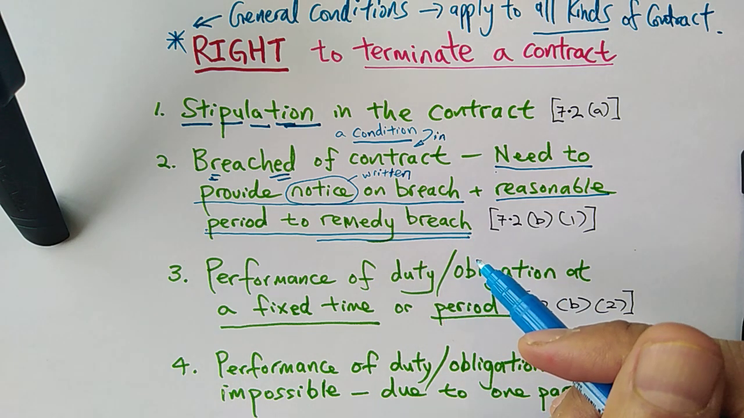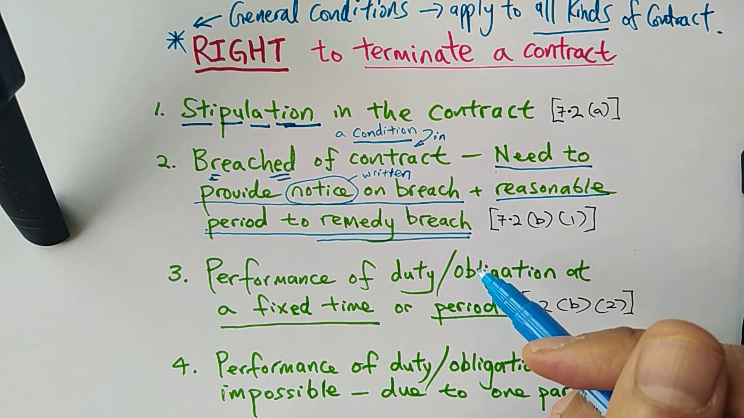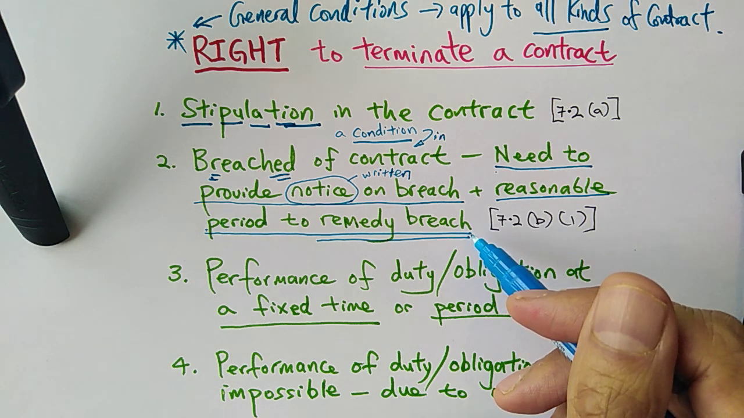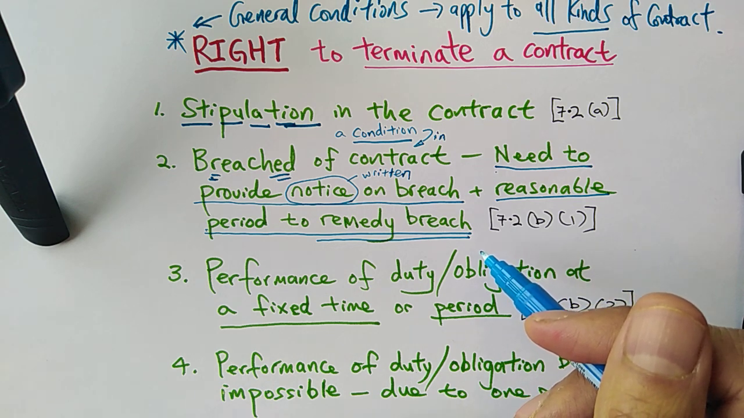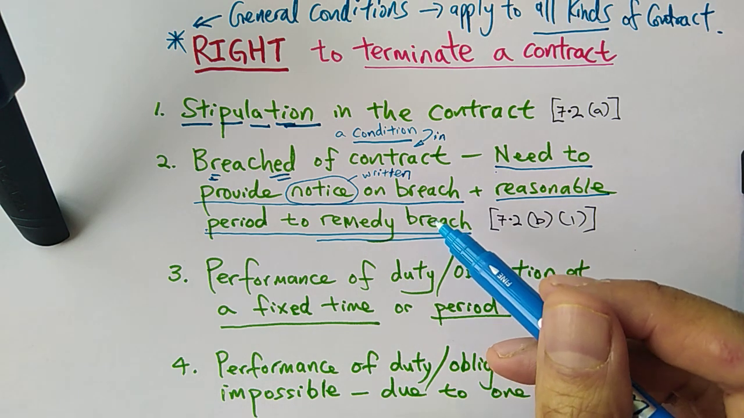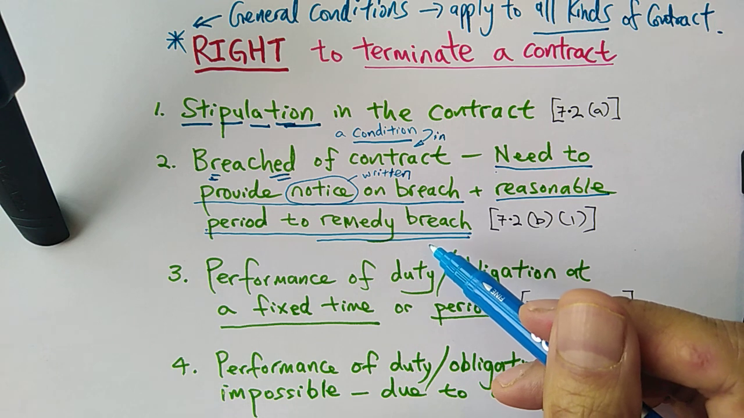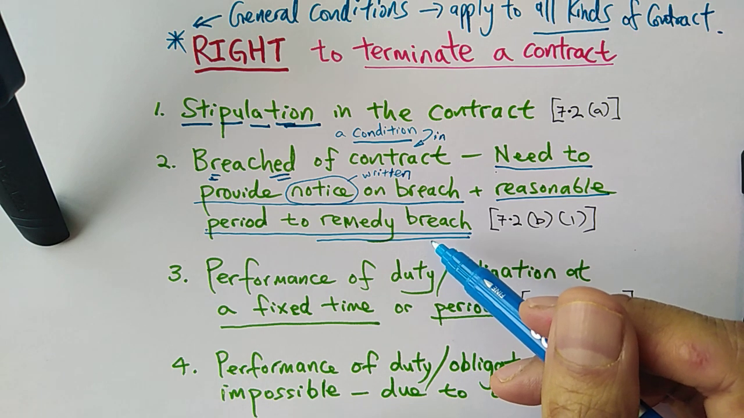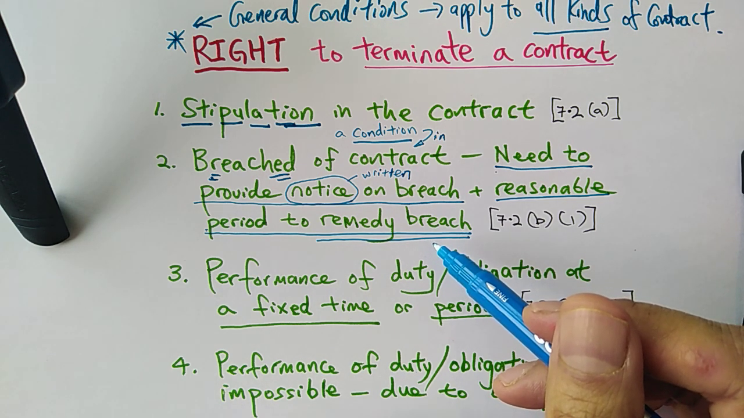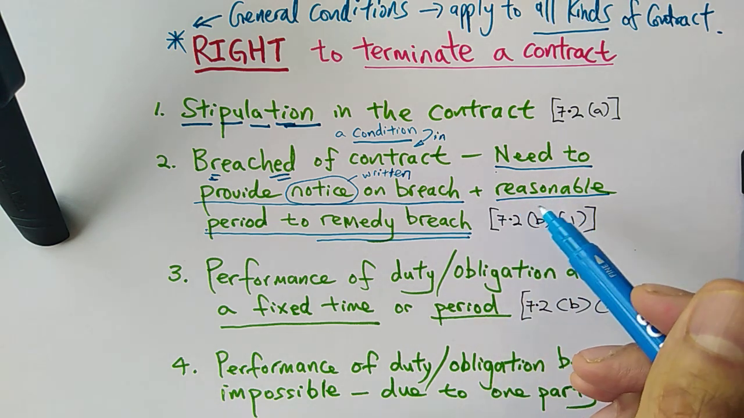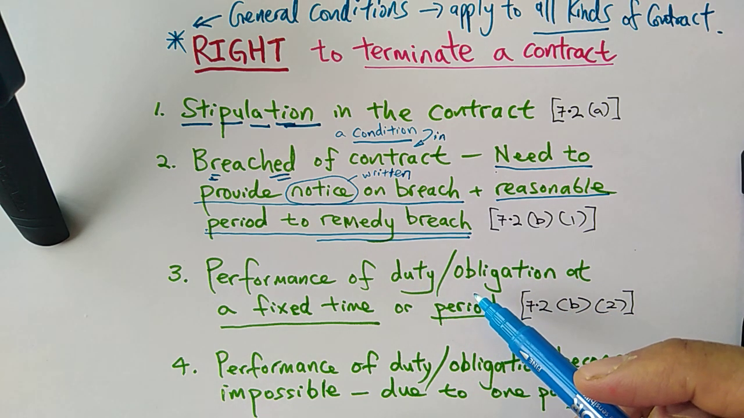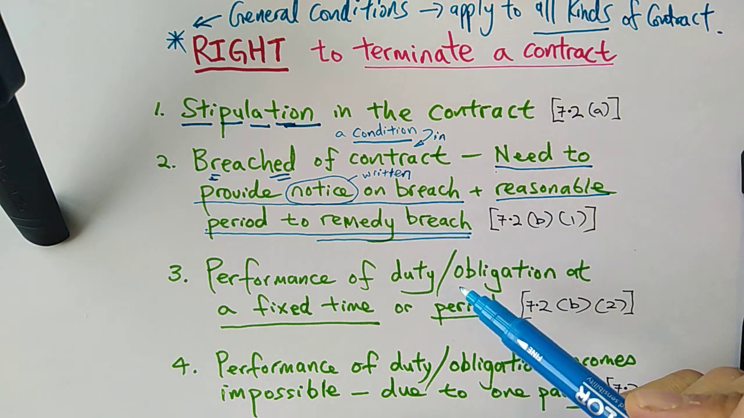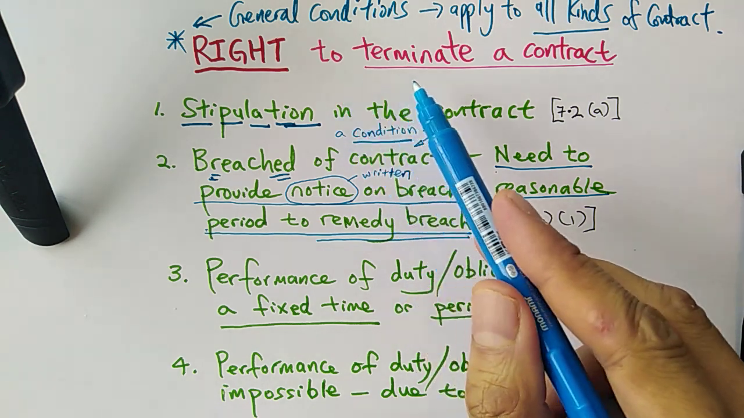So for example, if Shopee doesn't deliver the pair of shoes to you by next Friday, you would give Shopee a written notice. Let's say you send an email to Shopee to say, I haven't received the shoes. I give you another 7 days to send me the pair of shoes. Otherwise, I would terminate the contract. You need to give a reasonable period for Shopee to remedy the breach. If Shopee doesn't send you the pair of shoes in the next 7 days, then only then you have the right to terminate the contract.